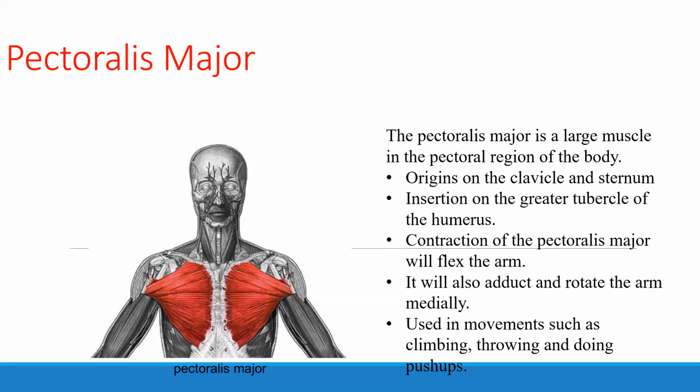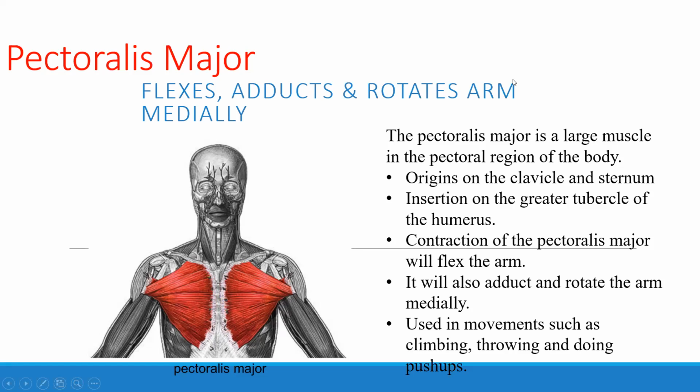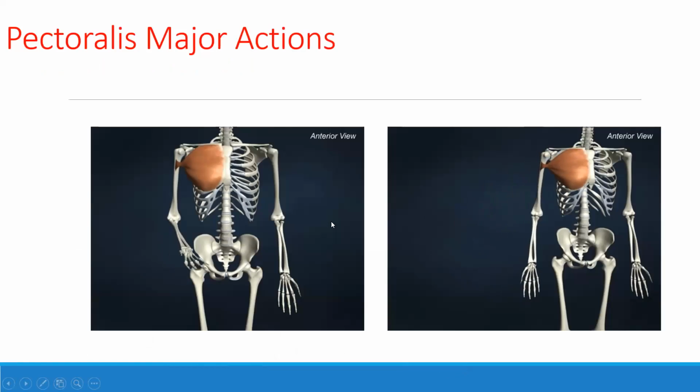The pectoralis major, we use this for climbing. We use it for throwing. We use it for doing push-ups. We can flex the arm. We can rotate the arm. We can do all sorts of stuff, of course. It's a very large fan-shaped muscle. It inserts on the humerus. Lifting weights, push-ups, climbing up a ladder, throwing a baseball, you would use the pectoralis major. When the pectoralis major is in action, you can see its insertion is on the humerus. It's a very powerful muscle.